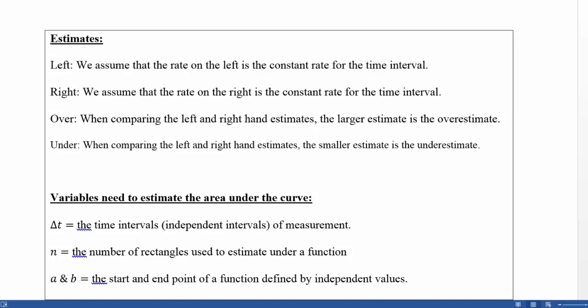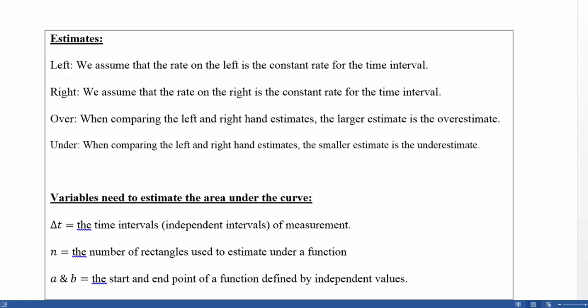So the left-hand estimate, we assume that the rate on the left is the constant rate for the small time interval. A right-hand estimate, we assume that the rate on the right is the constant rate for each small time interval. The overestimate is going to be the larger number from your left and your right-hand estimates. Your underestimate is going to be the smaller number from your left and right-hand estimates.